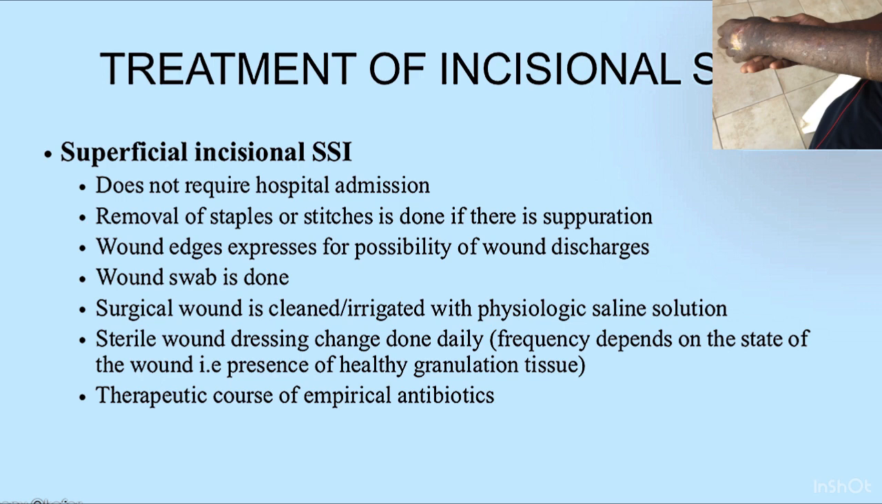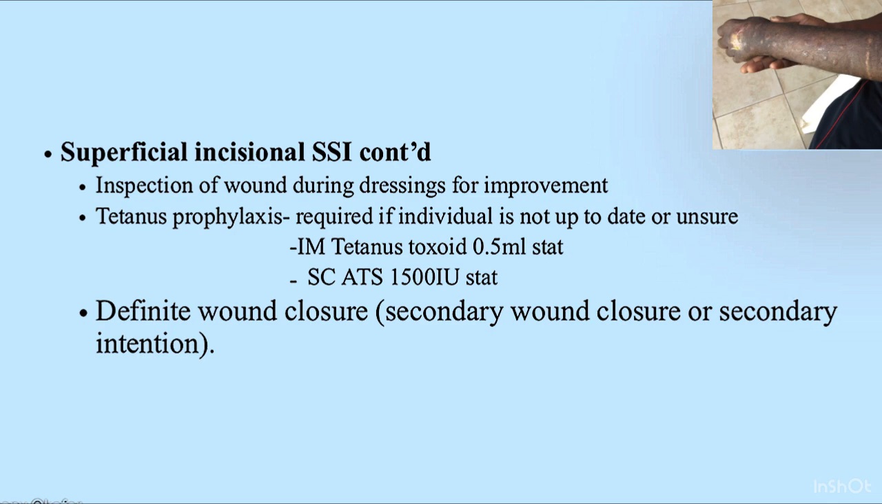Then sterile wound dressing change is done daily, and empirical antibiotics are started before the culture result is out. Inspection of the wound is done during dressing for improvement, and then tetanus prophylaxis can be given if the individual is not up to date. So IM tetanus toxoid 0.5 mL stat, and then subcutaneous anti-tetanus serum, 1,500 international units stat. Then once there's evidence of good wound healing, a definitive wound closure can be done by secondary wound closure or secondary intention.